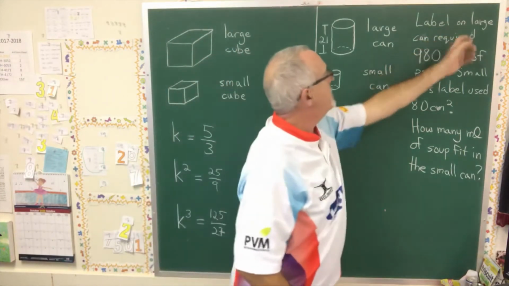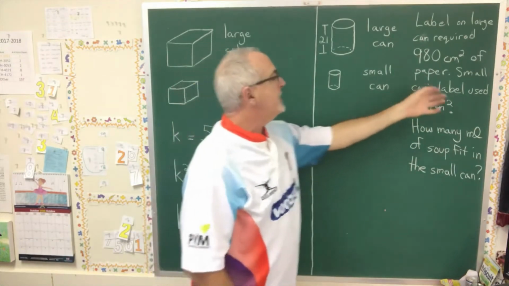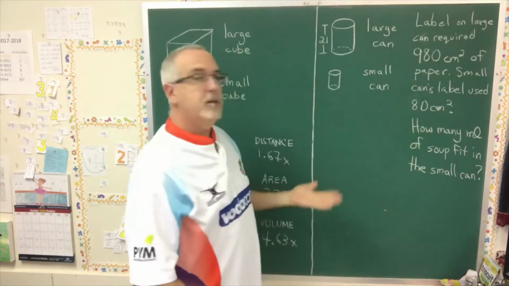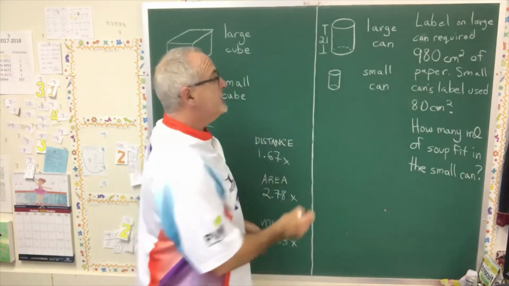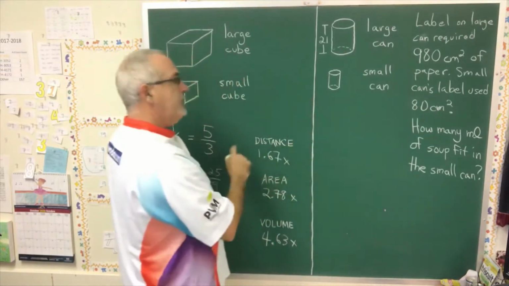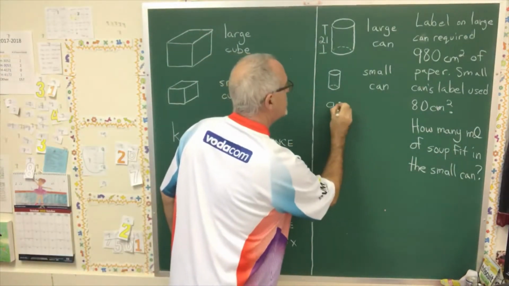The label on the large can required 980 centimeters squared of paper. The small can's label used 80 centimeters squared of paper. Those are areas. We're talking about centimeters squared. So what we want to do is we want to find our ratio, the k-value, and we do that by putting the two numbers together.